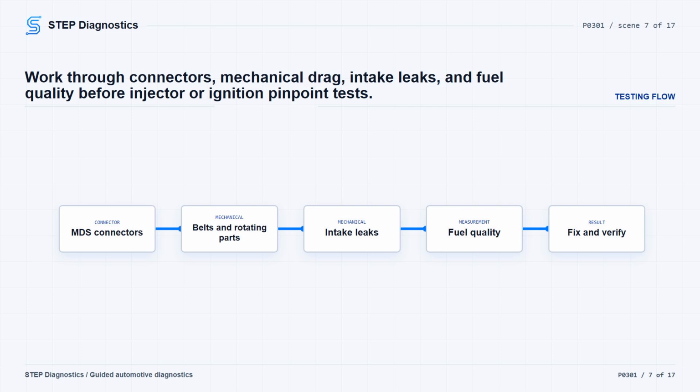Then check the engine and intake manifold for vacuum leaks, because a leak can affect one cylinder or several depending on where it is. After that, check fuel quality and level concerns: water, wrong fuel type, old or contaminated fuel, low fuel, and the ethanol level. If the fuel is bad, replace it and clean or flush the system if needed, then verify the repair.